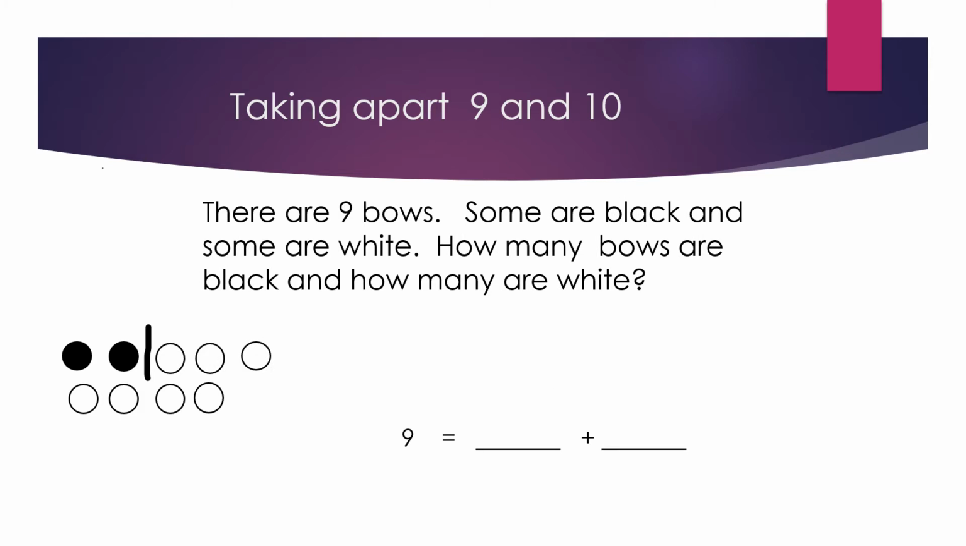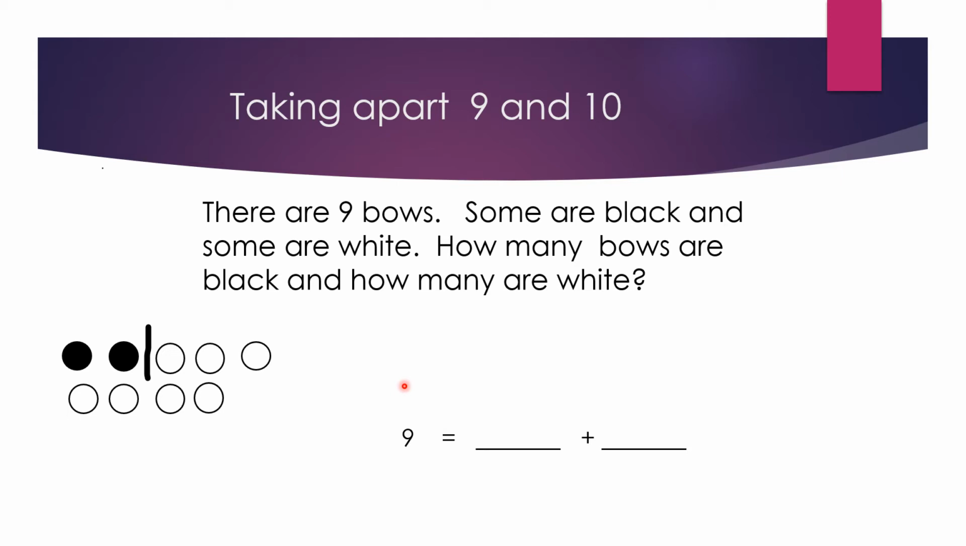Kindergarten, we've already discovered that we can break 9 into 2 parts by coloring in 5 dots black and 4 dots white. Now we want to see if we can come up with a different way to break 9 into 2 parts. Let's reread our story together. Ready? There are 9 bows. Some are black and some are white. How many bows are black and how many are white?